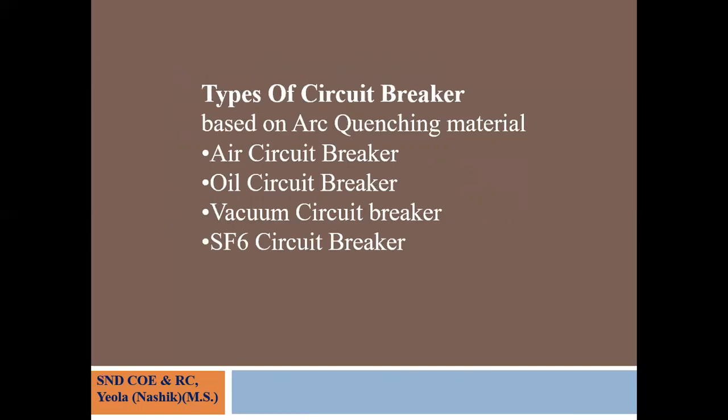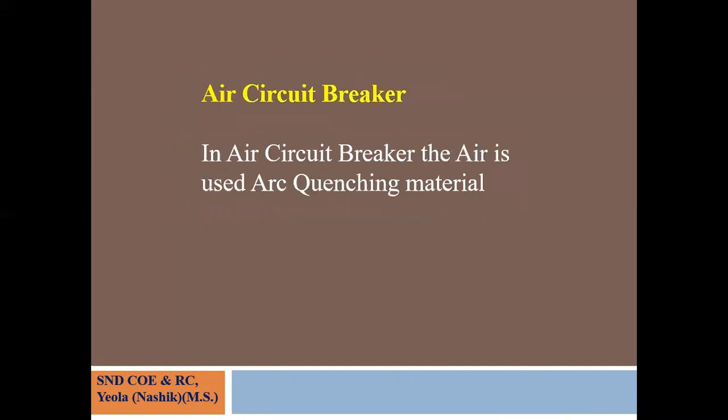The types of circuit breaker based on the arc quenching material: the first is the air circuit breaker, second is the oil circuit breaker, third is the vacuum circuit breaker, and fourth is the SF6 circuit breaker. First, we study the air circuit breaker. In an air circuit breaker, air is used as the arc quenching material for arc extinction.